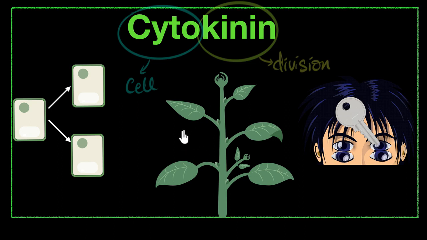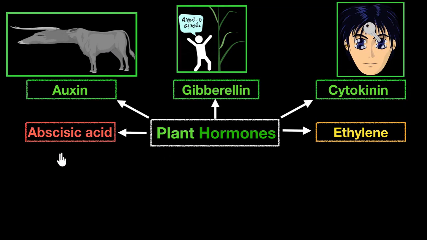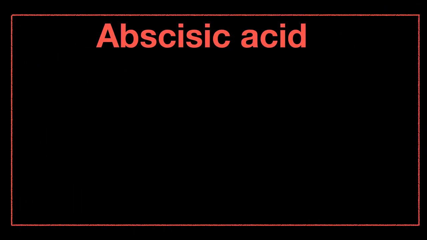Now let's talk about a hormone that actually inhibits growth, that actually prevents growth. So zooming out, that brings us to the next hormone called abscisic acid. This is shown in red, indicating that it's not a growth promoter, it's a growth inhibitor. Its job is to try and prevent growth from happening.